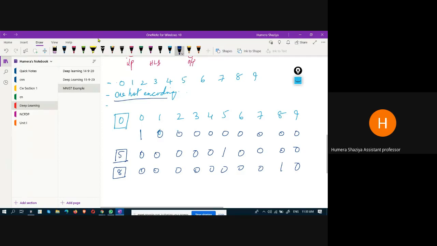Okay, so we need to convert our data classes from 0, 1, 2, 3, 4, 5, 6, 7, 8, 9 to one hot encoding, where only the digit that is appearing in the image will have a value 1, and the remaining all will have value 0. This is one thing. There is another thing which you need to do on your data set. Let me discuss this.